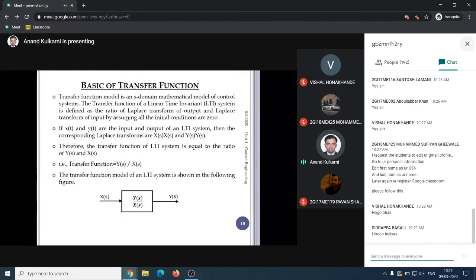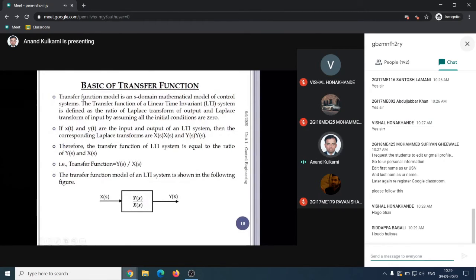So 60 means not exactly 60. It may be anywhere between 65 to 55 degrees centigrade. So this relationship is given by a transfer function, and it is once again a ratio of output to input Laplace transform, assuming all initial conditions 0.